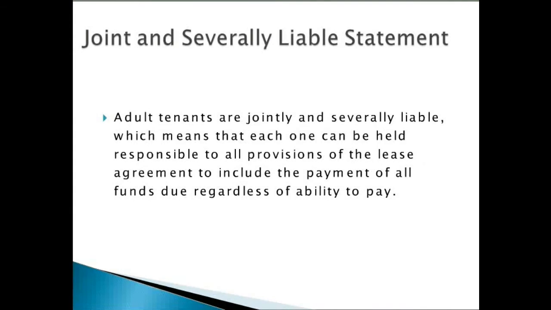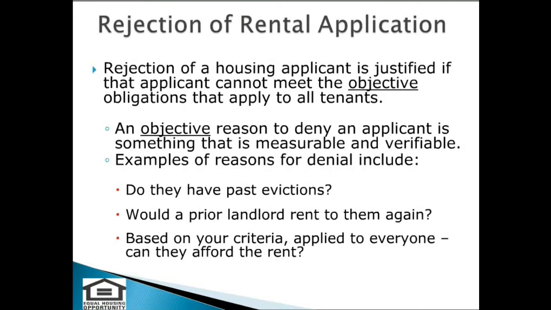If there is more than one applicant, it is important they sign a joint and severally liable statement. For example, adult tenants are jointly and severally liable, which means that each one can be held responsible to all provisions of the lease agreement, to include the payments of all funds due, regardless of ability to pay. It's a good idea to include this statement on the application so tenants understand that each party is both jointly and also separately responsible for all conditions of the lease agreement. If rent isn't paid, the landlord can legally evict all parties, no matter which tenant caused the lease violation or non-payment of rent.